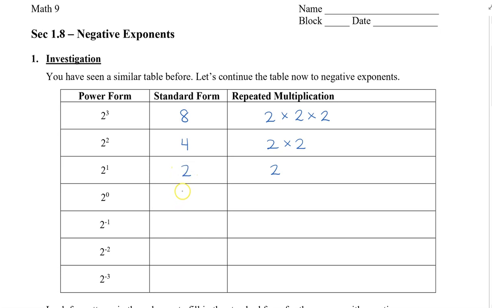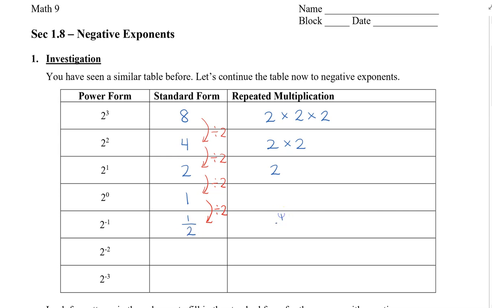Now, 2 to the 0, remember, that's a special one. And that gives us the value of 1. Now, looking at just the first 4 numbers, we can see that as we move down the table, we divide by 2. So therefore, if we follow the same pattern, if I take 1, I should be dividing by 2 to get the next power. So the next power is 2 to the negative 1, which means that if I take 1 divided by 2, that should give me a half.